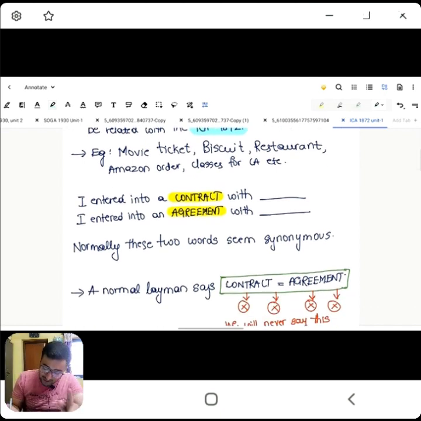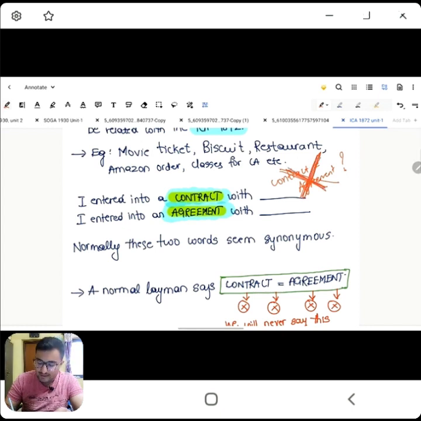Now, if I say that I entered into a contract with Mr. So and so, or if I say I entered into an agreement with Mr. So and so, are these two terms the same? Is a contract equal to an agreement? No, no, never ever again in your life will you say that a contract is an agreement.